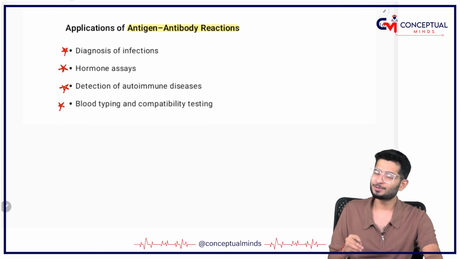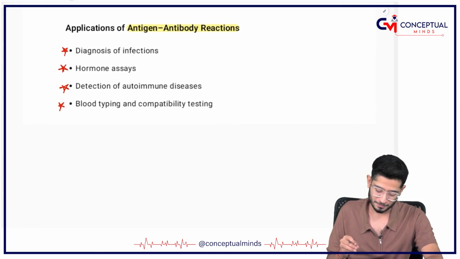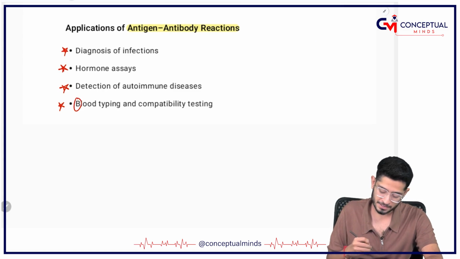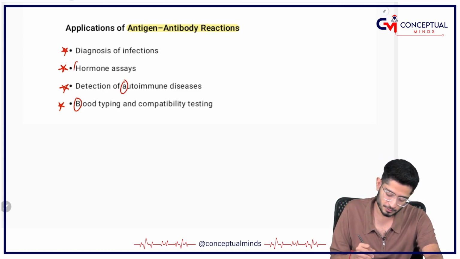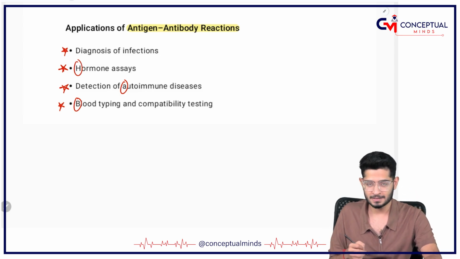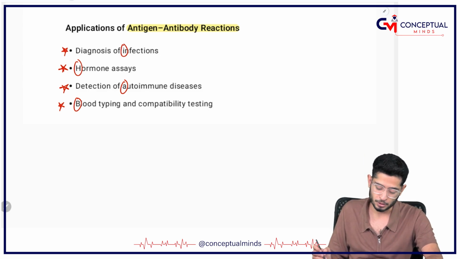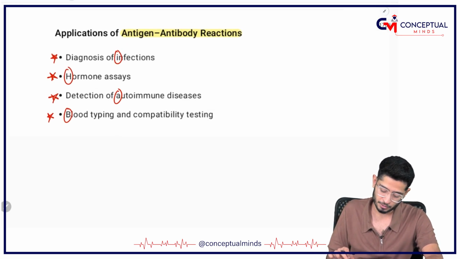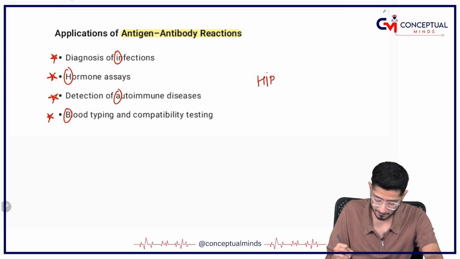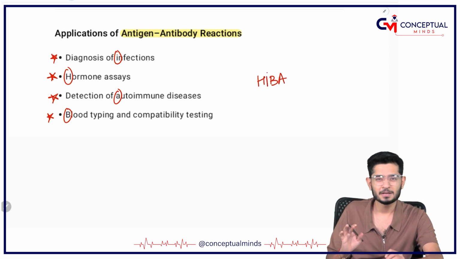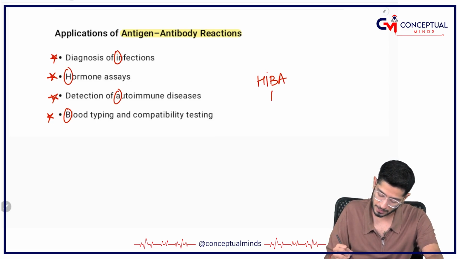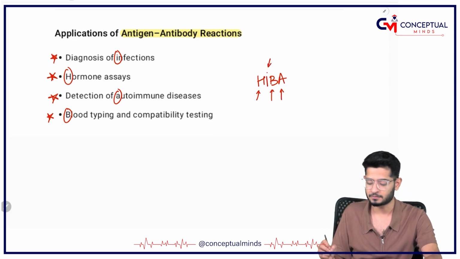So I know that our class can't end without a mnemonic. So this is the mnemonic. So see, blood typing, compatibility testing, autoimmune disease is going to be there, and hormonal assays is going to be there, and some infections are also going to be there, right? So how to remember? Please remember, "BAHI" is the mnemonic for that. B for blood, A for autoimmune, H for hormone, and I for infections, right?